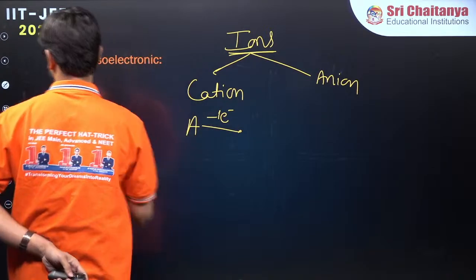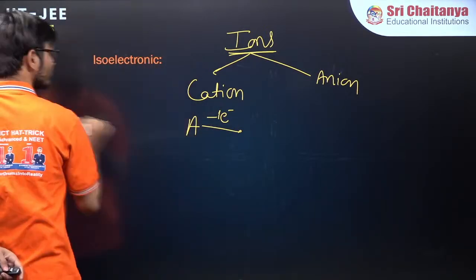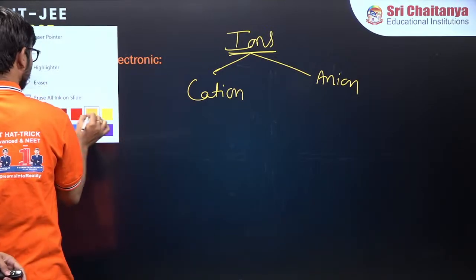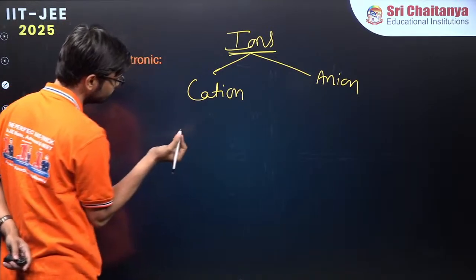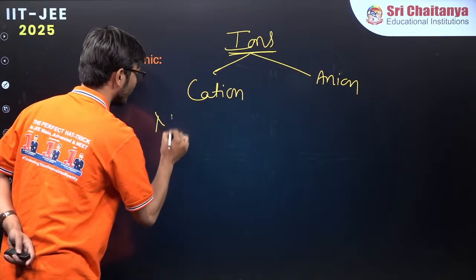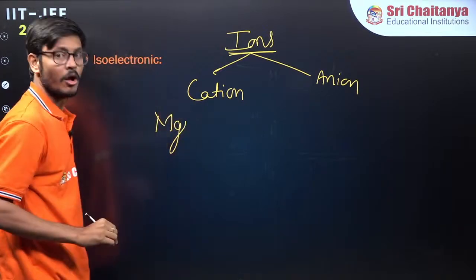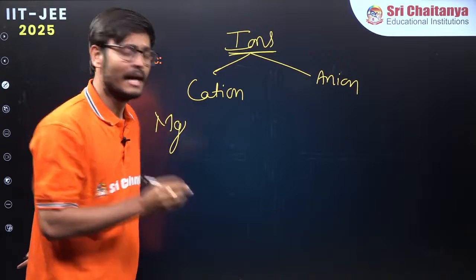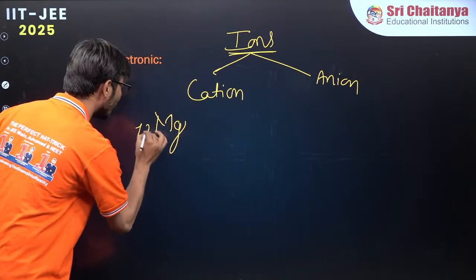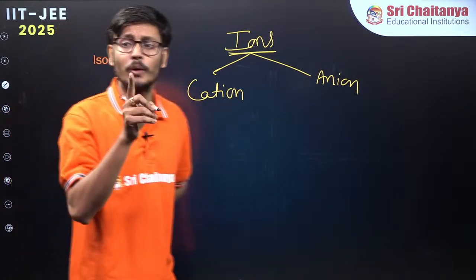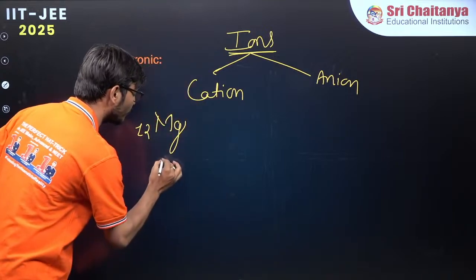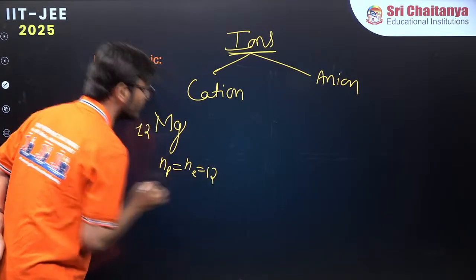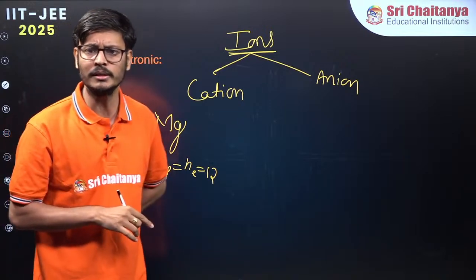Let us say if you remove one electron. Okay, let me take one example actually, then we will understand. Let us say that I am having magnesium atom. All of us know that magnesium is electrically neutral. In that case, it is having atomic number 12. Atomic number 12 means number of proton is equal to number of electron, which is equal to 12. Then only it is electrically neutral, isn't it?